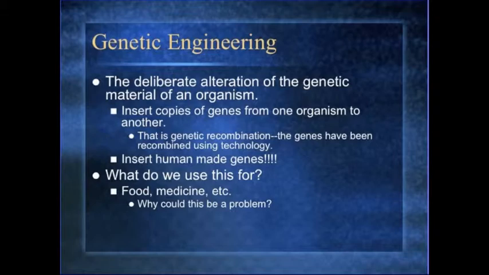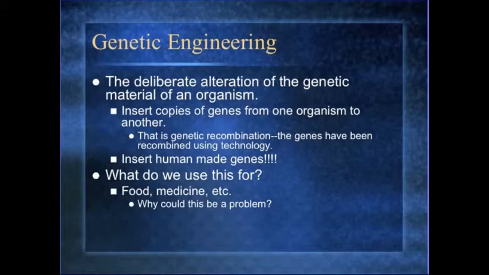Sometimes we've even taken human genes and inserted them into other organisms. A perfect example of this is we have taken the human gene for making insulin and inserted it into bacteria. So now there's bacteria that can make the insulin, and this is used in medicine for people with diabetes.